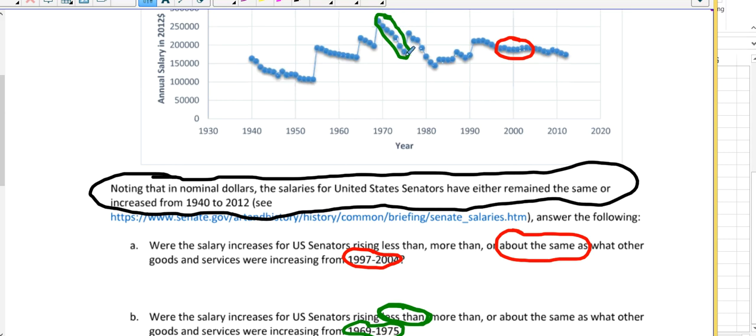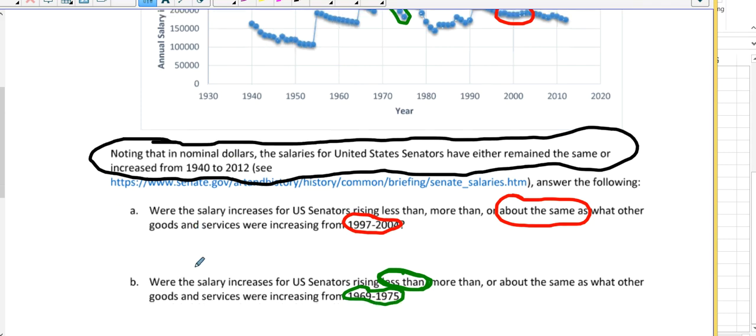So at the end of 1975, they can do less with their salary than they were able to do in 1969. In fact, it looks like 1969 is the year that their salary had the most buying power. That was the year, right here at the peak of this graph, that being a senator was the most lucrative.